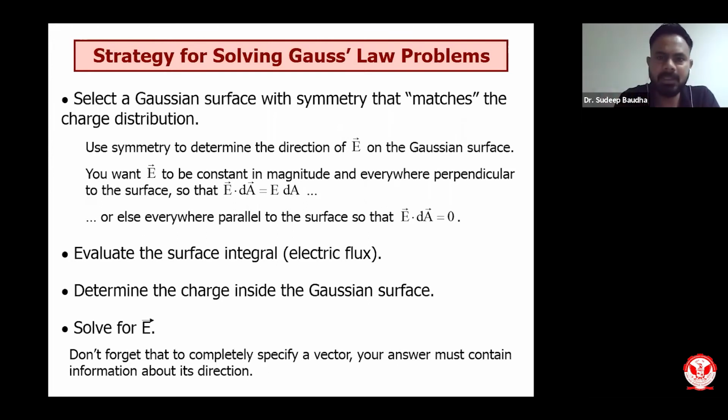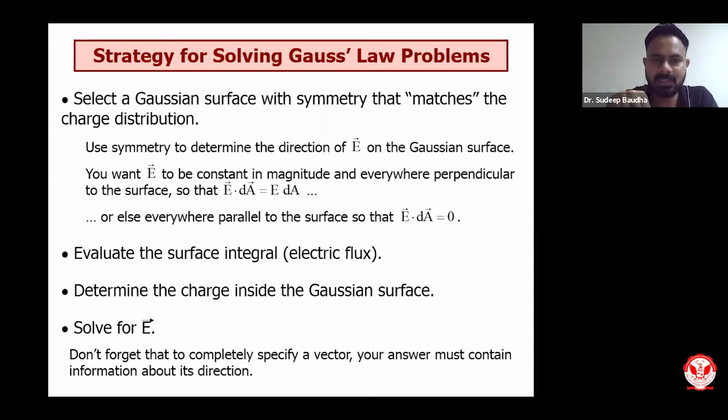The first point in applying Gauss law is to select a Gaussian surface with symmetry that matches the charge distribution. When I say symmetry, for a point charge there will be one geometry, for a line charge there will be some other geometry, and for planar charges the geometry will be different. Then use symmetry to determine the direction of E on the Gaussian surface. So you need to indicate what the direction of E will be. Now you want E to be constant in magnitude and everywhere perpendicular to the surface.